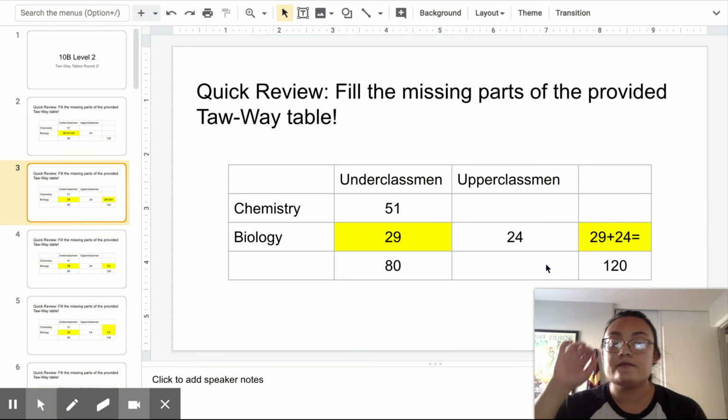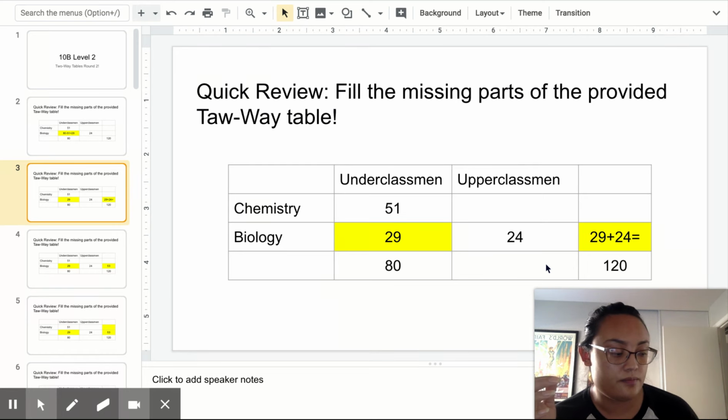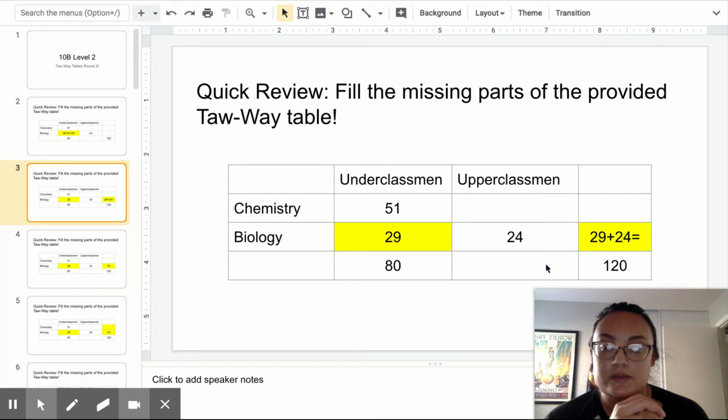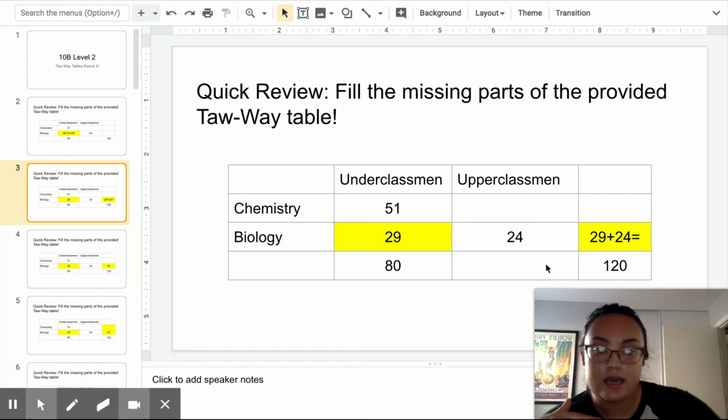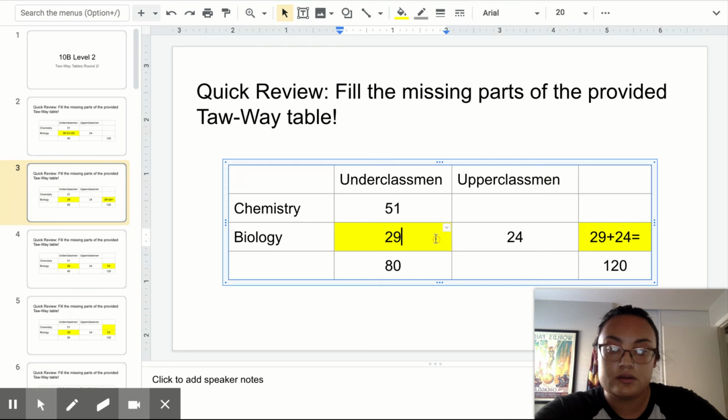The biggest confusion that I saw on your reflections was when do we subtract versus when do we add. The first one we subtracted because we were finding something in the middle. I knew a number on the outside, so I subtract to find the number in the middle. In this case, however, I'm going to add because I know the two numbers on the inside.